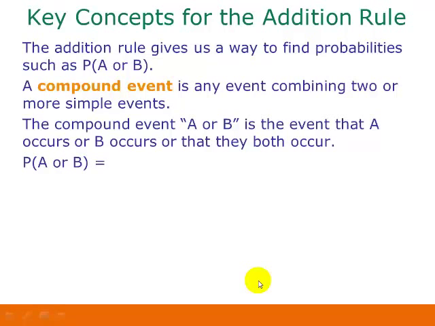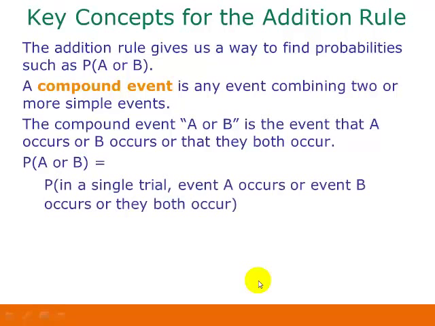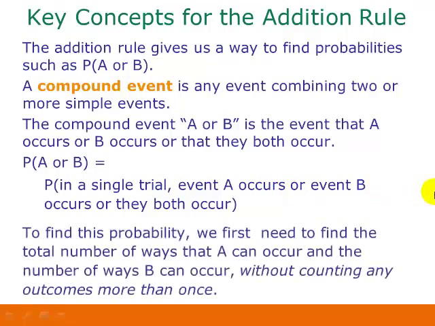The probability of A or B is the probability that in a single trial event A occurs or event B occurs, or they both occur. To find this probability, we first need to find the total number of ways that A can occur and the total number of ways that B can occur without counting any outcomes more than once.